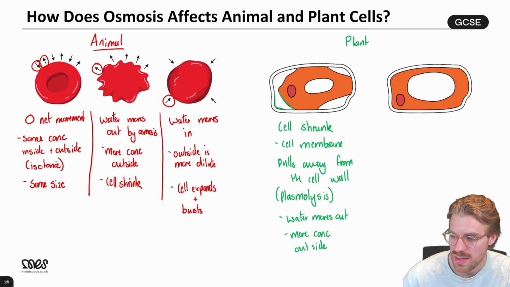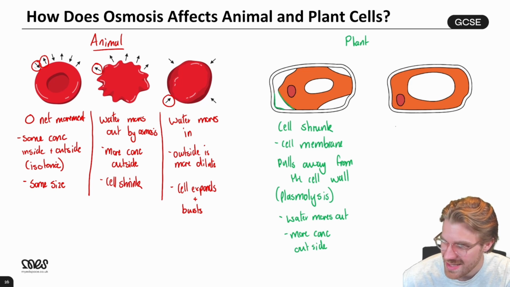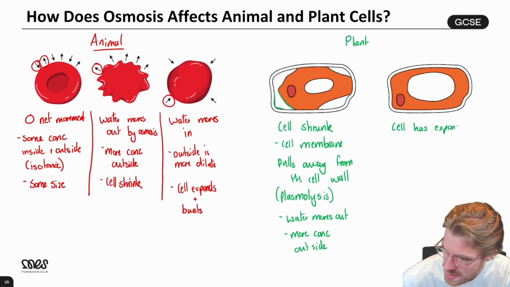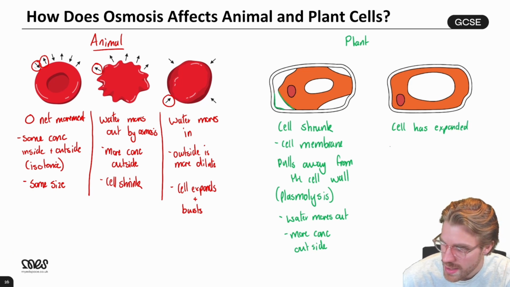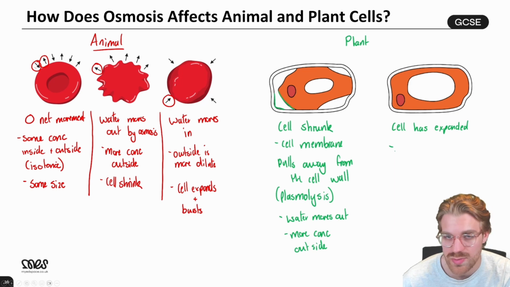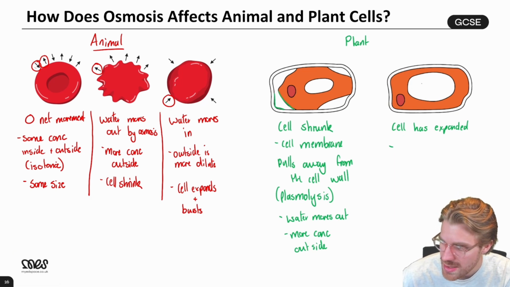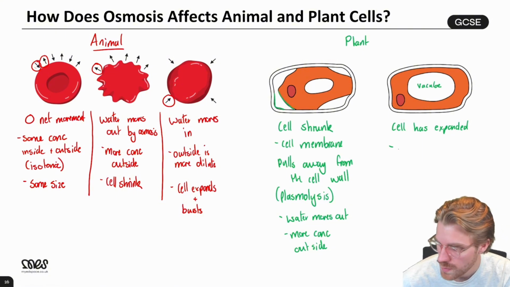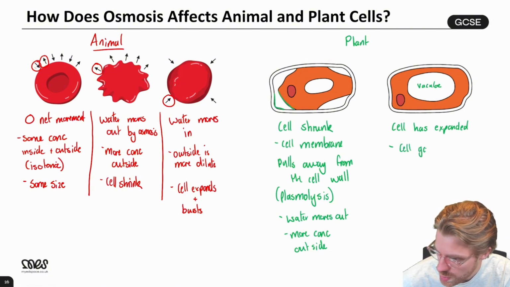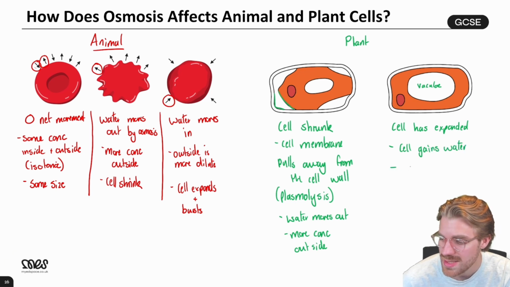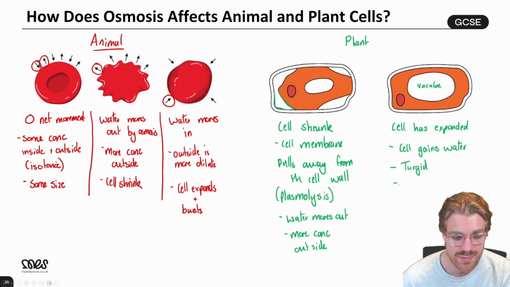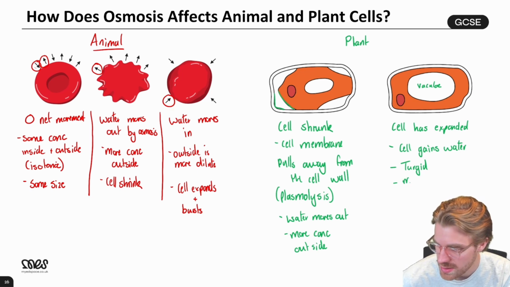And then our last example here, our plant cell has expanded. And the reason the plant cell has expanded and that cell membrane is pushing up against the cell wall is because the cell has gained water. We can see the vacuole in the middle here has got bigger. So the cell gains water. And we could describe the cell as being turgid. The reason for this is because it is more dilute outside the cell.